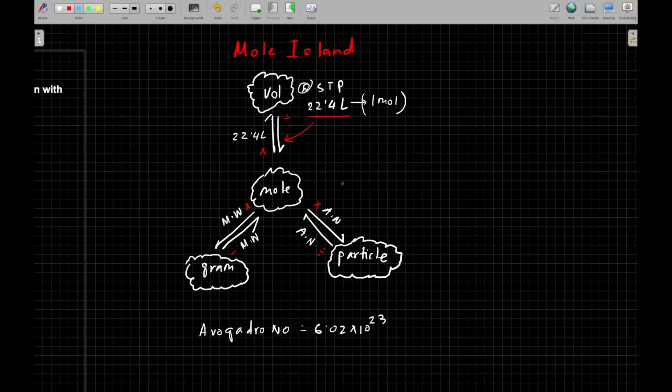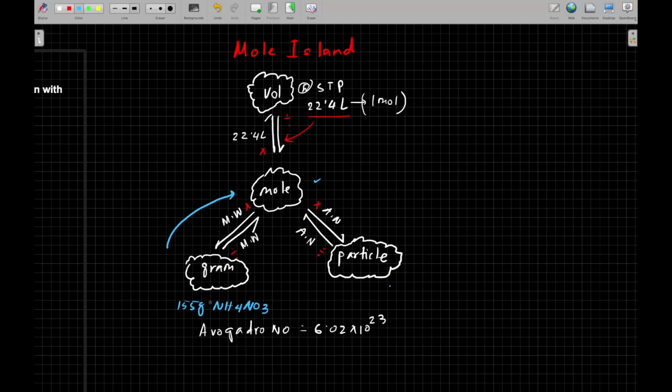From this diagram it is very clear that if we have the mole information of any substance, we can derive the gram information of that substance or number of particles or the volume information. In this case we have the gram information available for ammonium nitrate. By dividing with its molecular weight, we can easily get the mole information of ammonium nitrate.